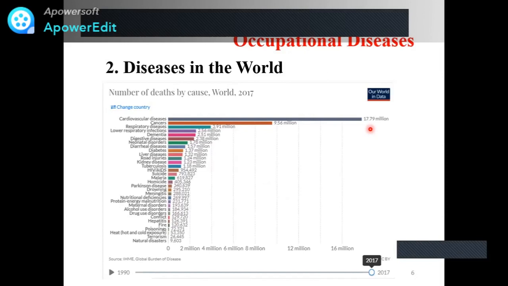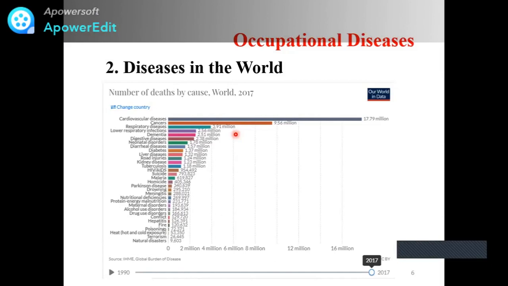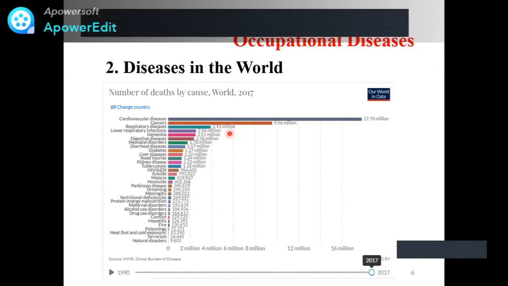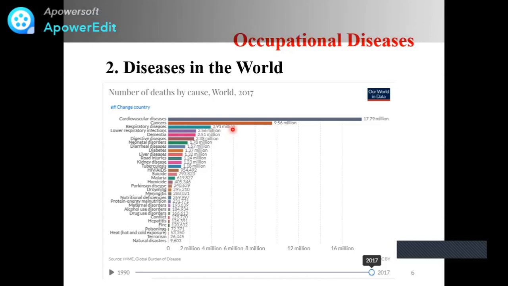The second biggest cause is cancer. 9.56 million people died as a result of cancer. 3.91 million people died because of respiratory diseases, and from lower respiratory infections, 2.56 million people died.